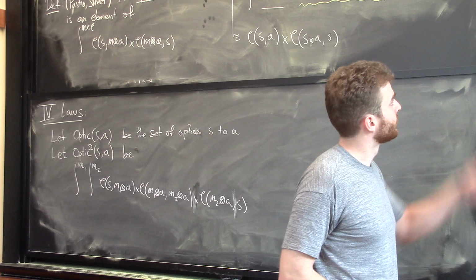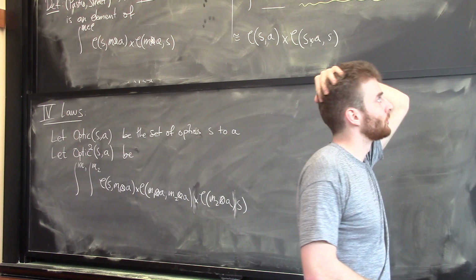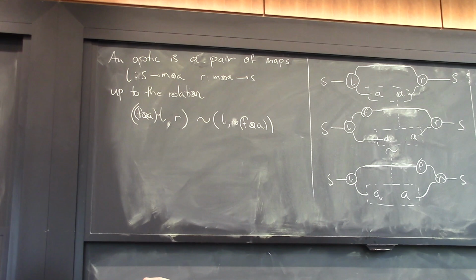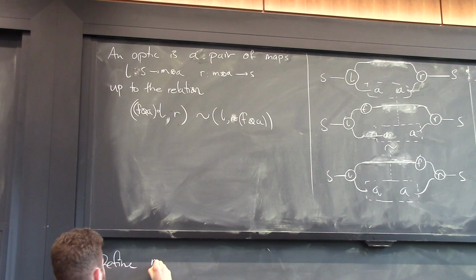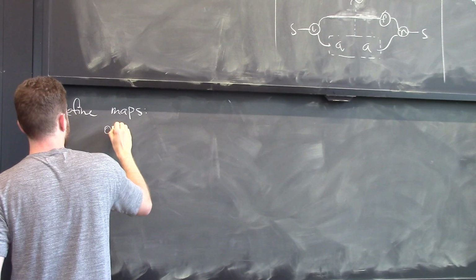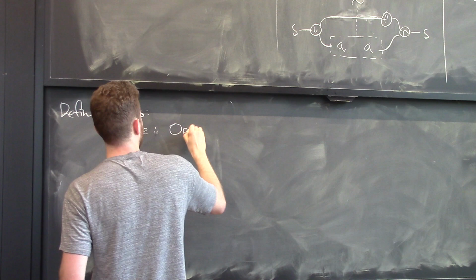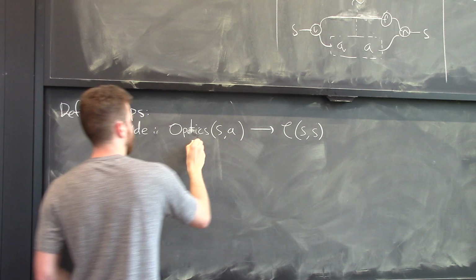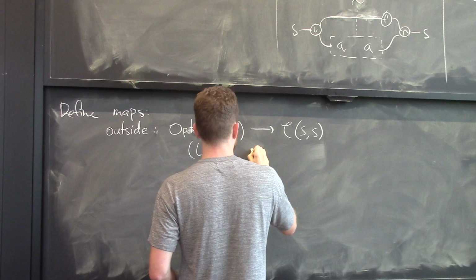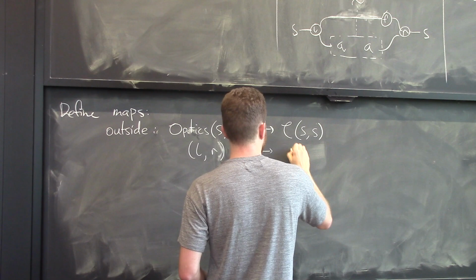Okay, so given a generic optic, there's at least one interesting thing we can do with it, which is given any representative, we can compose across the two to get a map from S to itself. And the way the relation works, it doesn't matter which representative we choose, we're going to get the same concept. So I'll just call this map outside, which goes from optics from S to A, to just ordinary maps from S to itself. And given some representative left and right, we just send it to the composite of the two.